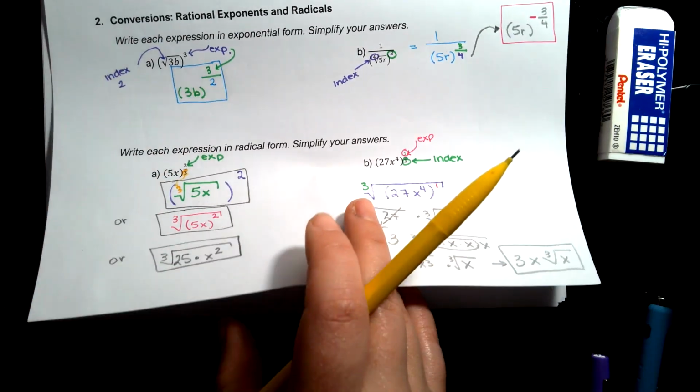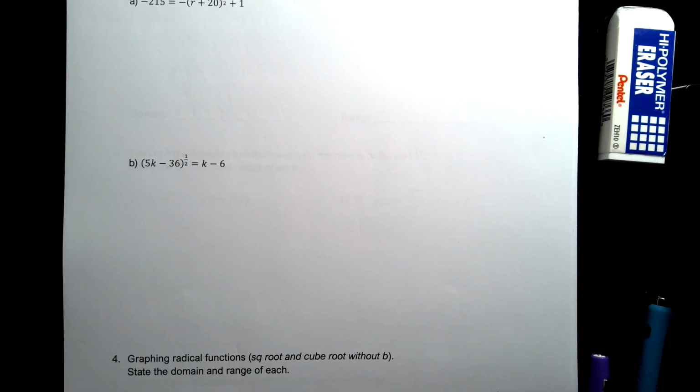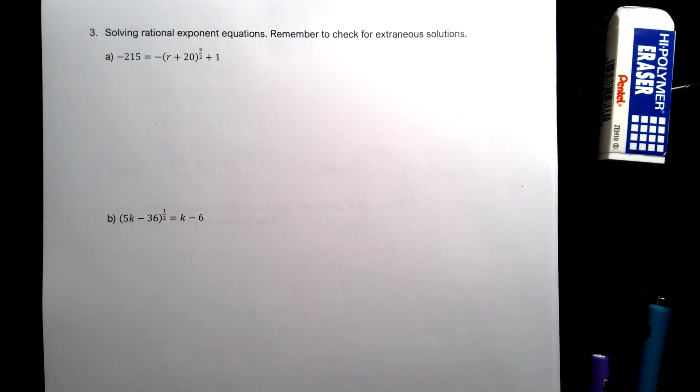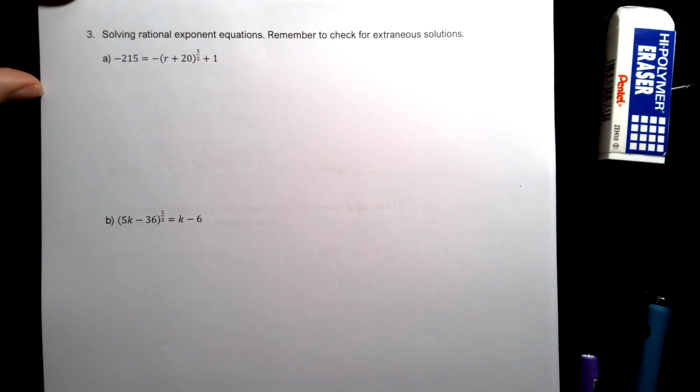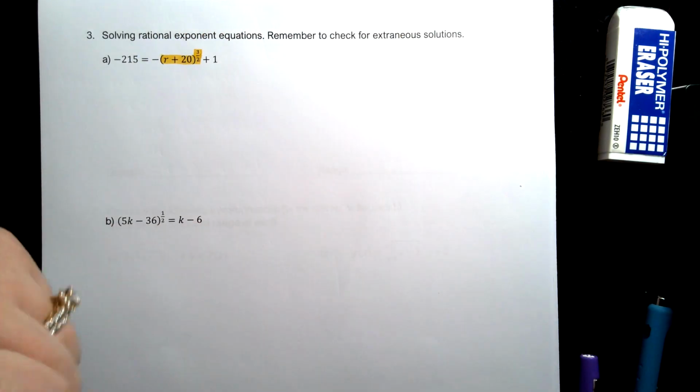All right, let's move on. Question number 3, solving rational exponential equations. Remember to check for extraneous solutions. All right, step number 1, you want to make sure that your base and your exponent are alone.